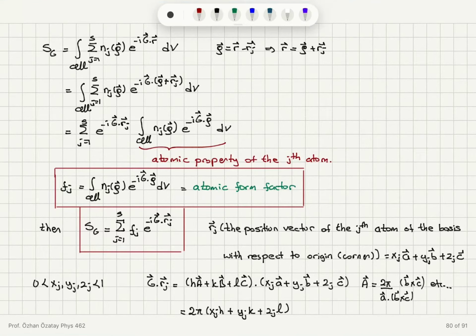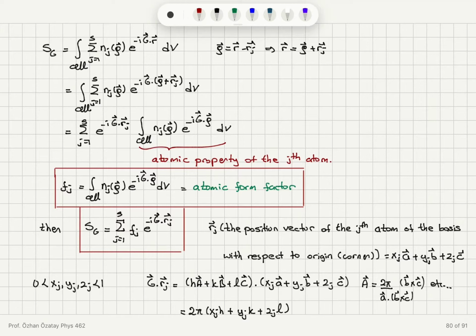In our discussion of the geometrical structure factor, we have encountered this integral of the electron distribution n_j of rho, e to the minus i g dot rho, where g is the reciprocal lattice vector. Rho is the relative position vector of the jth atom with respect to the detector, and it's an integral over the cell. This was called the atomic form factor of the jth atom in the basis.